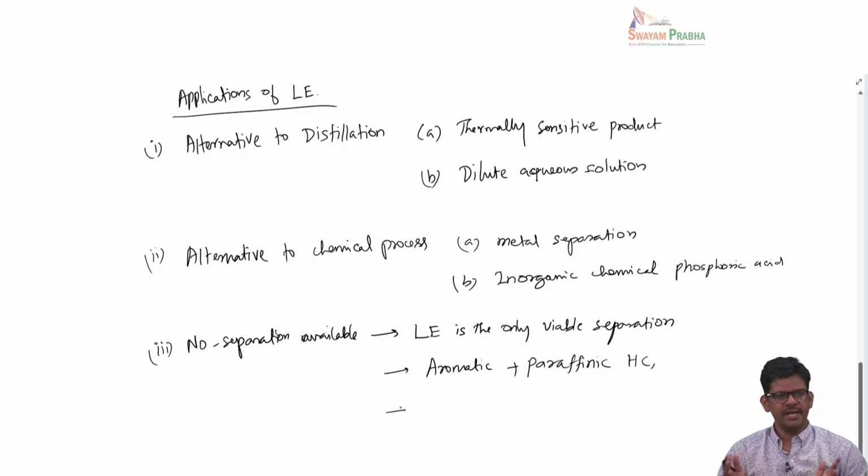And another bigger area in which extraction is used is pharmaceutical. In pharmaceutical compounds, which are active products, extracting active products without denaturing them, without decomposing them, in an active form, liquid extraction is very much used, including penicillin separation from its original solutions. So pharmaceutical is a big area, including penicillin separation.